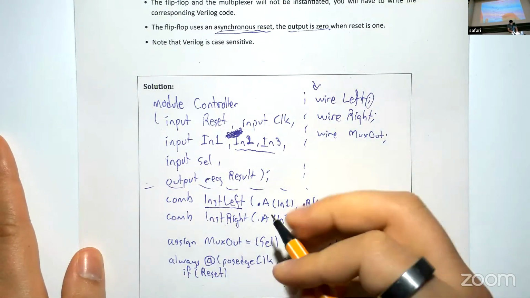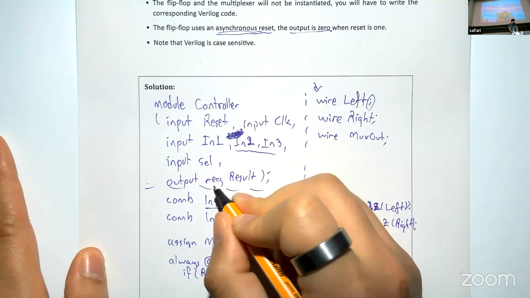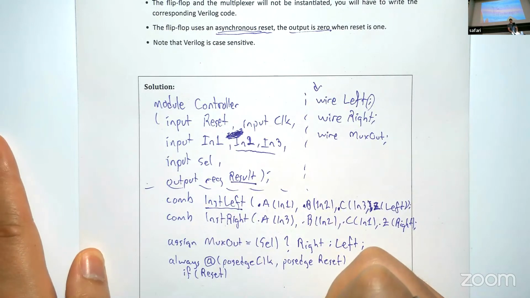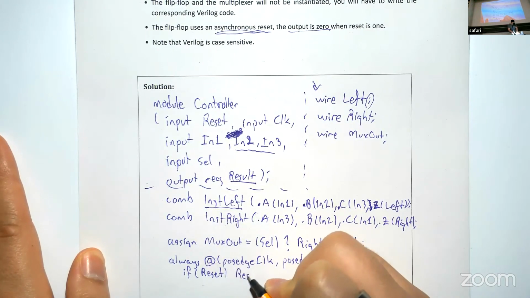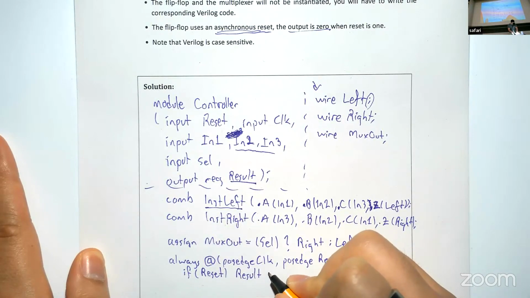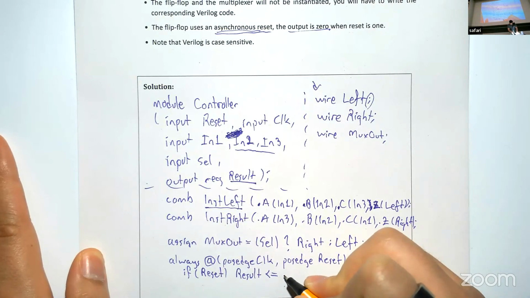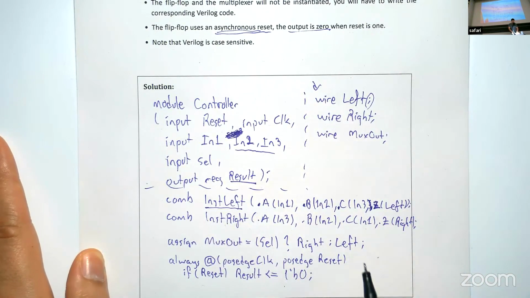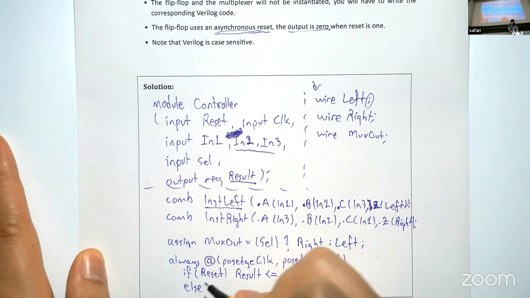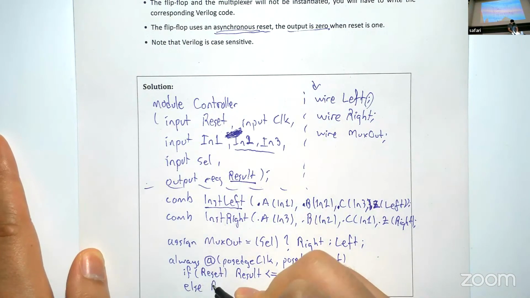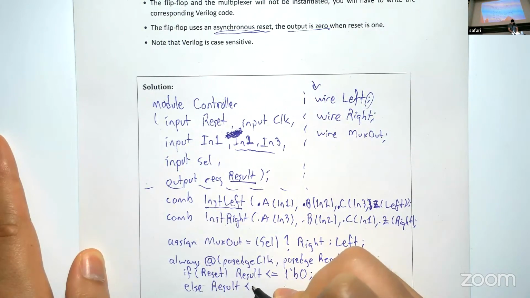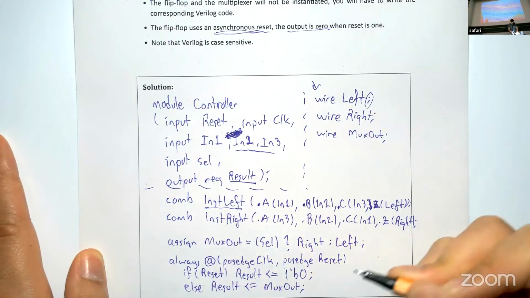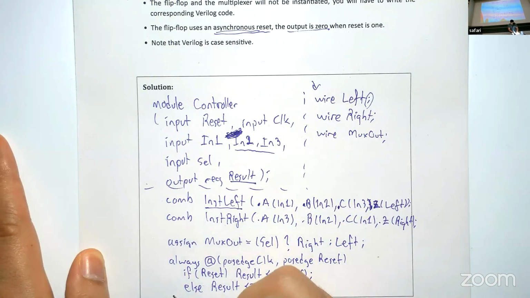You can do it like this. We had already defined the output result as a register, so we can make assignments to it inside this always block. What we're going to do is just that. Result will be a non-blocking assignment with a single bit 0. And otherwise, you will assign whatever the mux output signal is to the value of result.